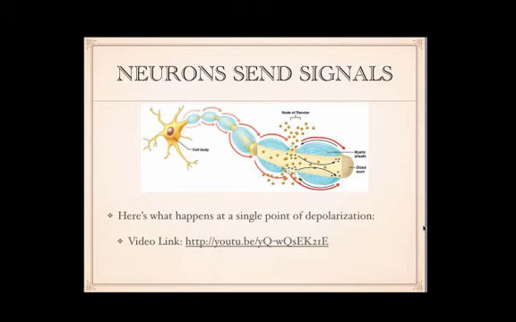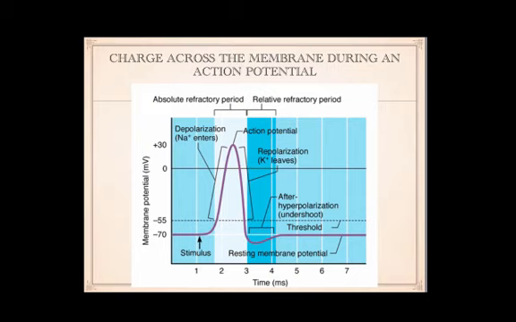Okay, this is where we left off on our last video. This one is just showing an action potential traveling down an axon. And the next slide here is showing a graph. This is another way we can look at action potentials.